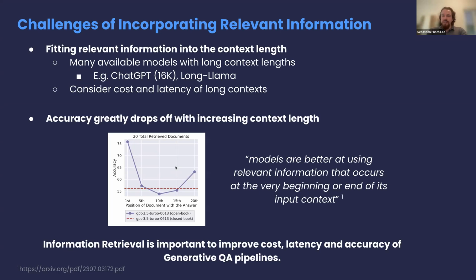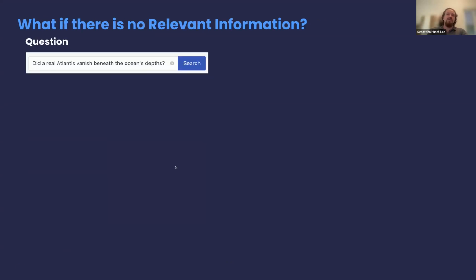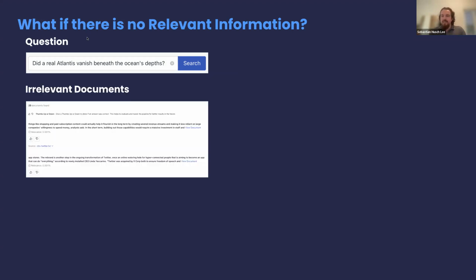And another great advantage of using a generative model that we've liked a lot is, what happens if there's no relevant information? What if a user asks a very random or silly question? In this case, I have, did Atlantis vanish beneath the ocean depths? This is still in the same workspace that has all of the news documents. And in this case, the system will pick up a bunch of irrelevant documents. You can see here, maybe in tiny text, that the relevance is very low.